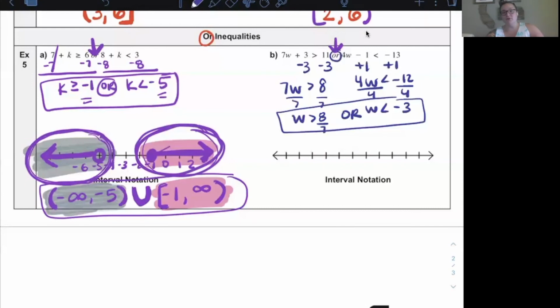So can a number be bigger than 8/7 or less than -3 at the same time? No, which is why we need the or in there, because the number can either be greater than 8/7 or it can be less than -3, but both can't be true at the same time. So then when you graph this, so 0, 1, 2, 3, 4, 5. So you put an open circle on -3. W needs to be less than -3, so you're going off to the left. Then for W is greater than 8/7.